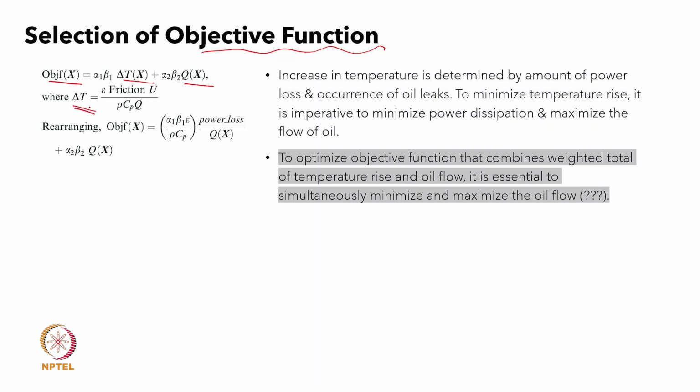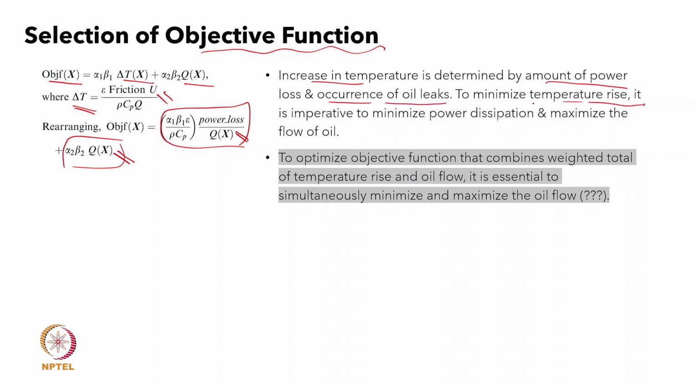Now we are saying the temperature rise itself depends on the power loss, and if you substitute this in the power loss term, what we get here is something like a first term for the temperature rise and a second term for the oil flow. When we see carefully what we are doing, the oil flow comes in the denominator and this comes in the numerator. So this is a very important aspect. What we are writing here is that the increase in temperature is determined by the amount of power loss and the occurrence of oil leakage.